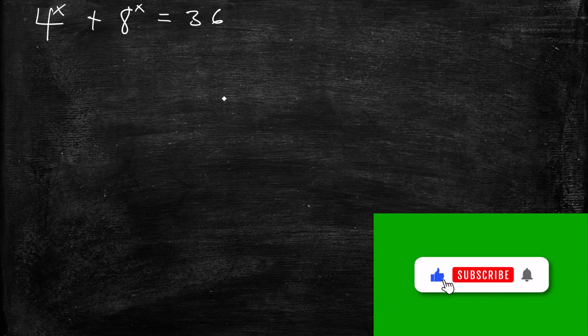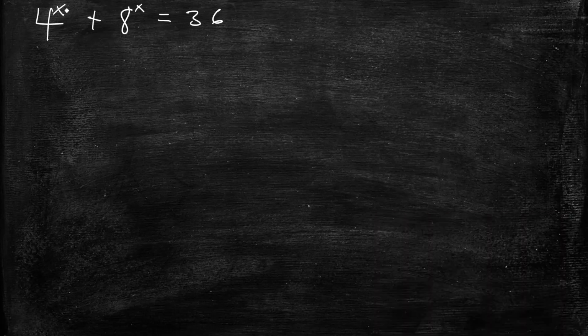All right, let's look at this exponential equation. We have 4 to the power x plus 8 to the power x equals 36. We know 4 can be written as 2 to the power 2. We have x here, so to multiply, we want to get equal bases, so 8 is 2 to the power 3, equals 36.